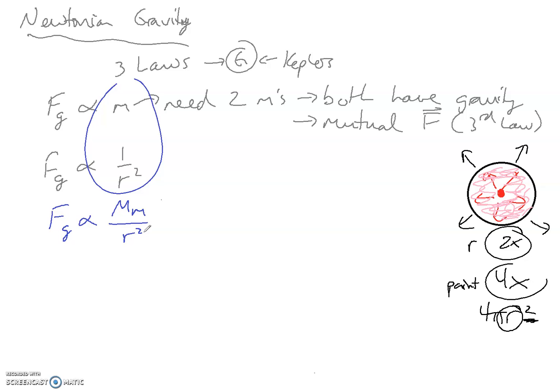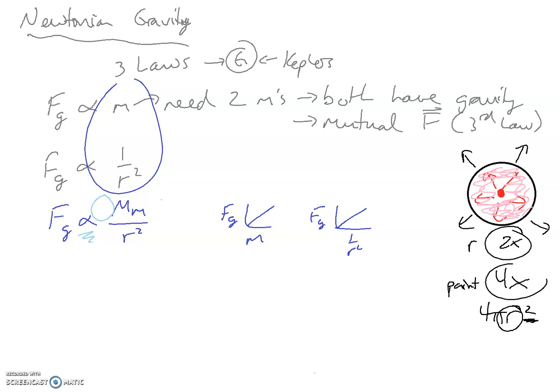Now, of course, this isn't an equal sign over here because we are missing the constant. You can't have an equal sign until you have a constant. So you'd actually have to graph it out, and this is what we did in our intro section. If you do the FG versus M, you'll get a straight line. If you do the FG versus 1 over r squared, you'll also get a straight line. And the combination of all the slopes for the different variables gives you the constant.